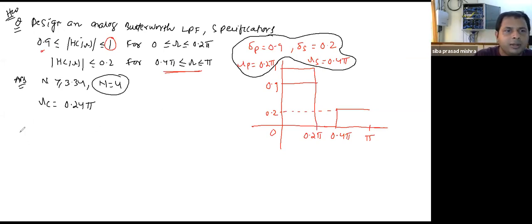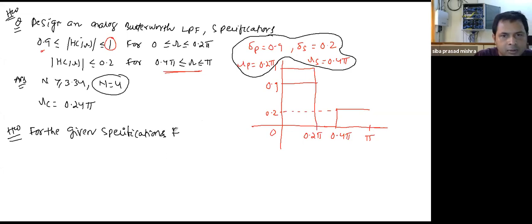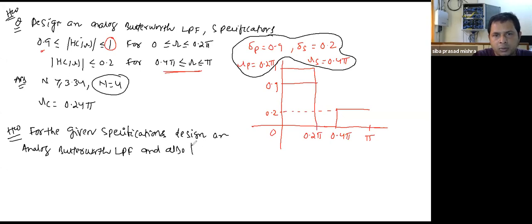These are the assignment questions. Another question: for the given specification, design an analog Butterworth low pass filter, and also find the poles.